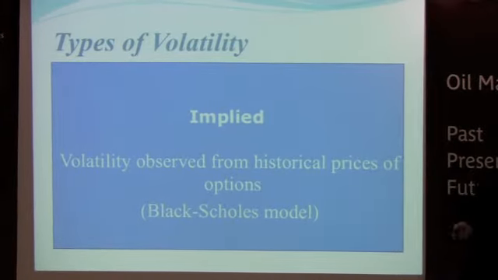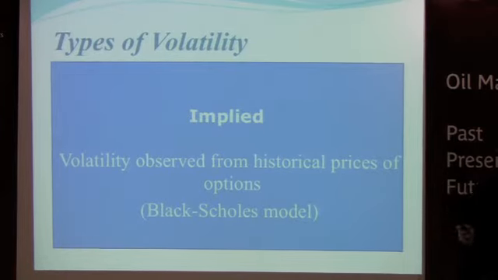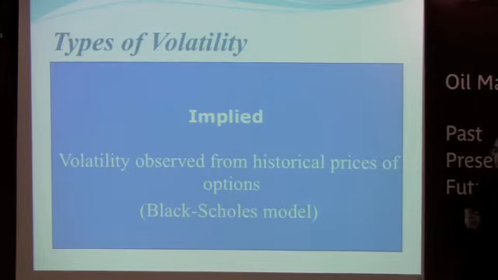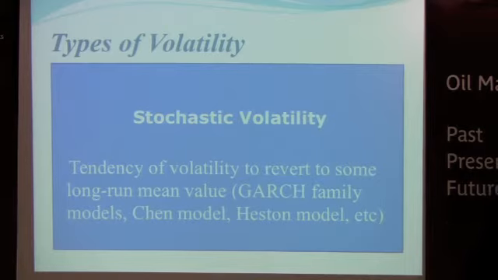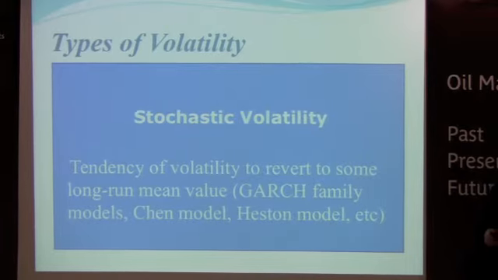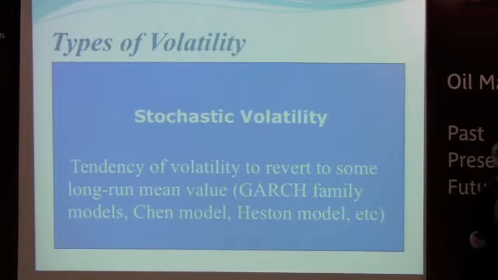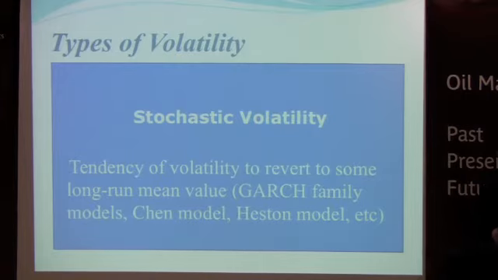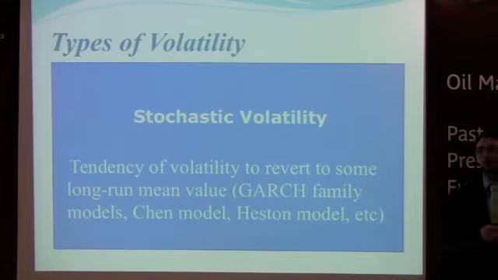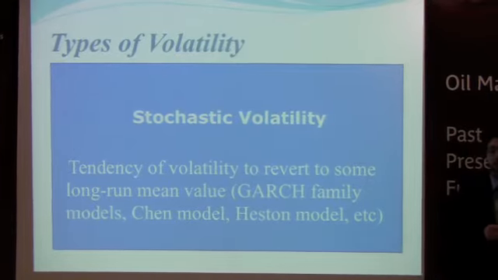But implied volatility is specifically the volatility index, the VIX. We all know about it. That's the VIX, implied volatility, calculated on Standard & Poor's 500 option prices. Stochastic volatility, the most difficult one, is the tendency of volatility to revert to some long-run mean value. It's what Kevin was talking about.